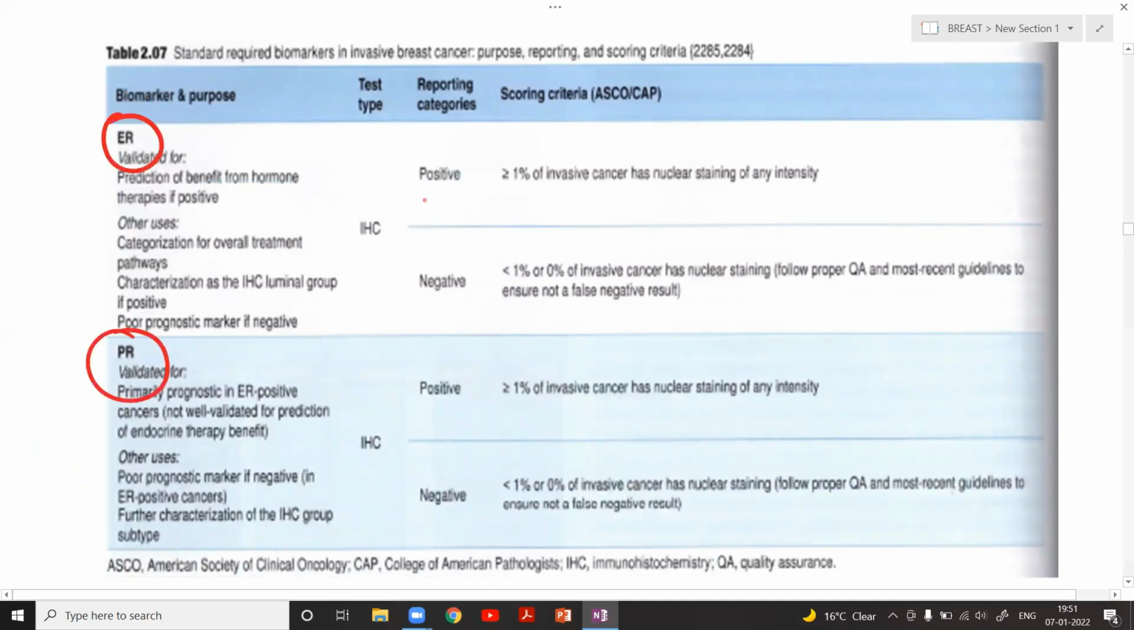Okay, this is the criteria that we see for ER as well as for PR. They have given positive and negative. So more than equal to 1% of the invasive cancer has nuclear staining of any intensity. Is very important, of any intensity.